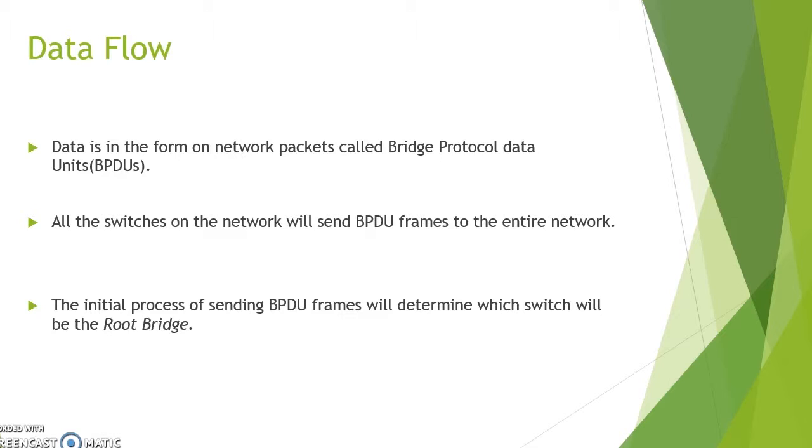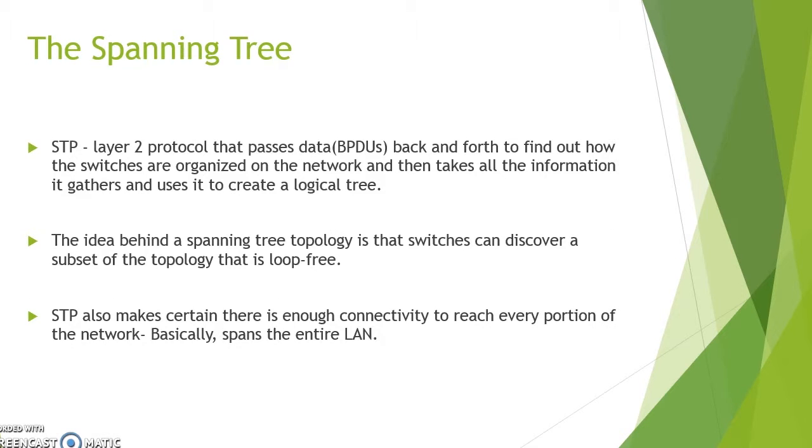Data flow in STP occurs in the form of packets called bridge protocol data units. All switches on the network will send BPDU frames to the entire network. The initial process of sending BPDU frames will determine which switch will be the root switch. The spanning tree protocol is a two-layer protocol that passes data in the form of BPDU frames back and forth to find out how the switches are organized on the network, and then takes all this information and uses it to create a logical tree.